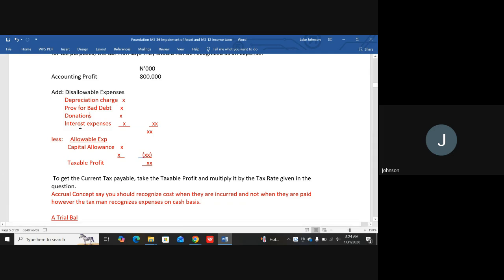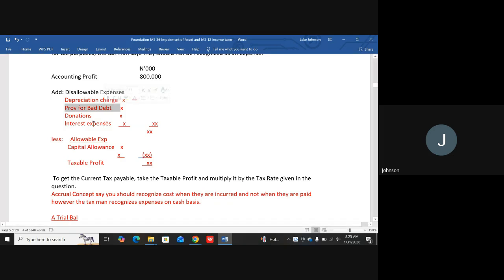So when you come here, you have these provisions for bad debt. The bad debt has not occurred. None of your debtors' debts has become bad. A debt becomes bad when you are no longer able to collect it, but none of the debt has become bad.